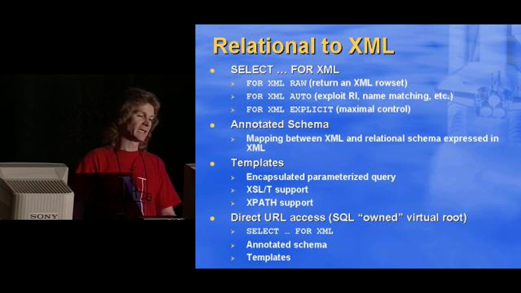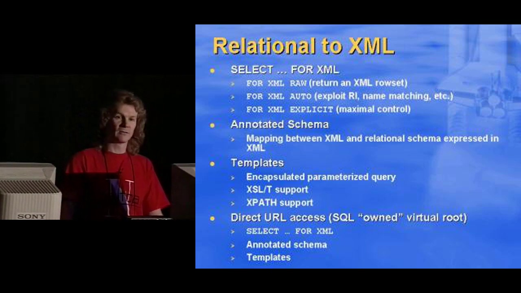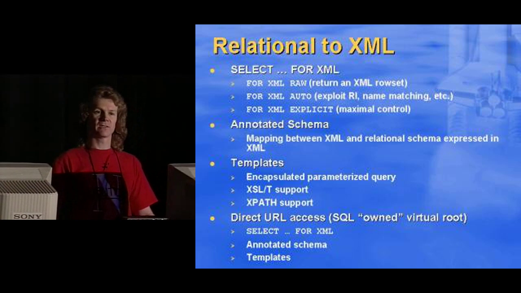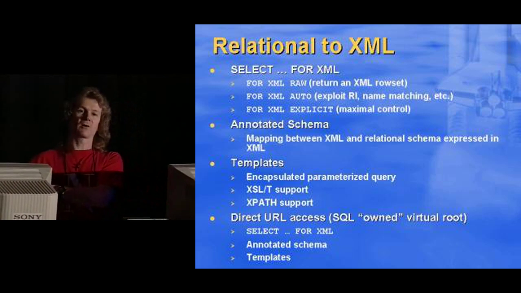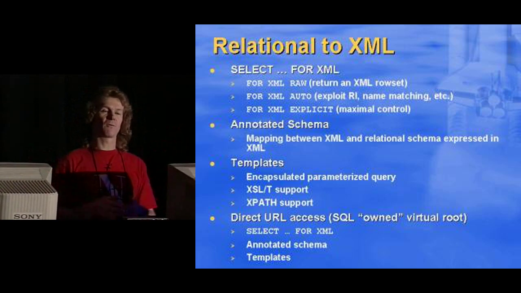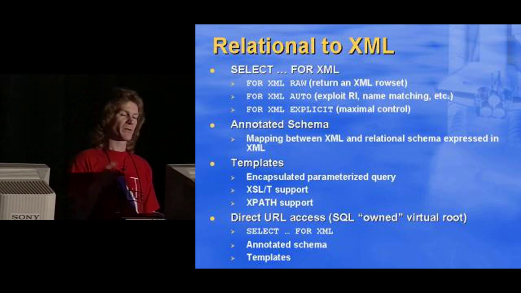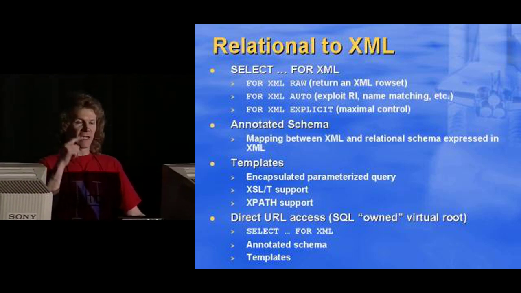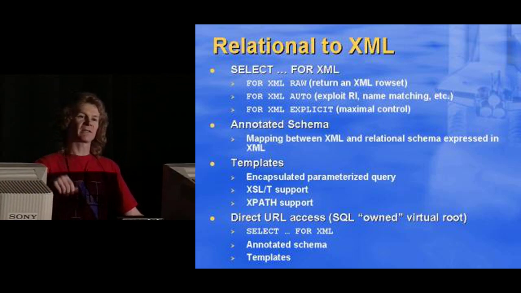The next one is RAW, which just returns it as a row set. So that goes in, makes a standard SQL query, gets a standard flat result set, but returns it in XML form. That's also useful. The third one is EXPLICIT. And in explicit form, the hierarchy is laid out precisely in the SQL statement itself.